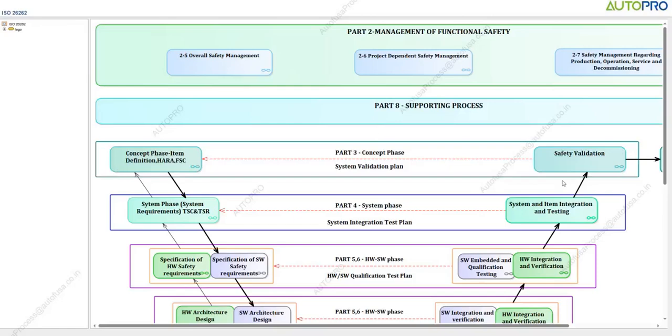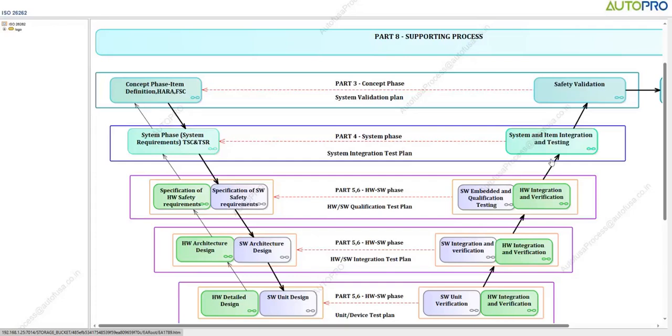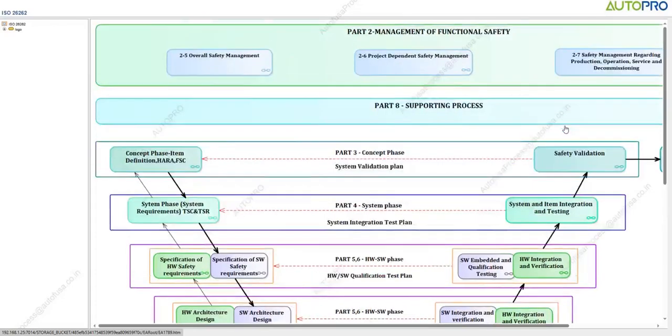You can see this is the concept phase, part 3. This is part 4, the system development, and then the hardware development and software development, which is part 5 and 6. And you can also see the corresponding verification and validation activity. In addition, the supporting process and FUSA management all. So it assists the review, audit and assessment end to end.